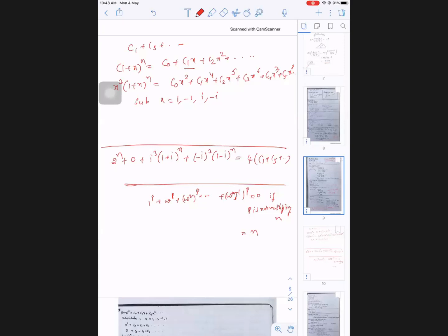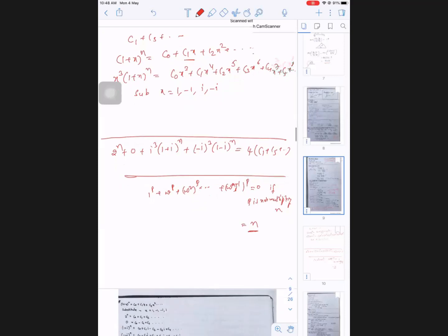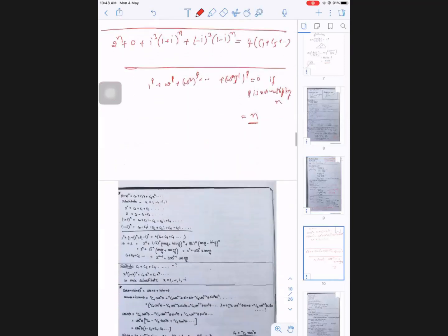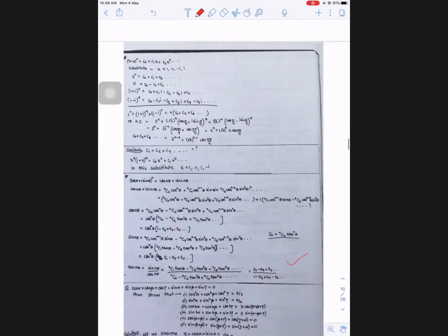If p is not a multiple of n, that result is 0, and if p is a multiple of n, that sum is n. So by using this property, if you add C1, C4 like this terms, you will get 4, and the remaining terms give 0. So by using that, we'll solve the question. Here we applied that method for C0 plus C4 to solve that problem. Here we applied 1, minus 1, i, minus i. Even by this method you can solve.